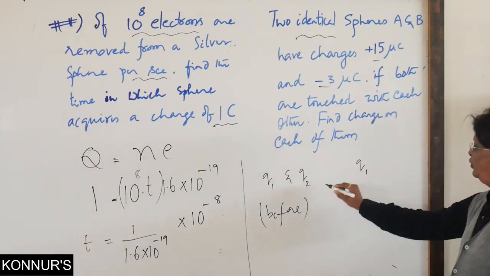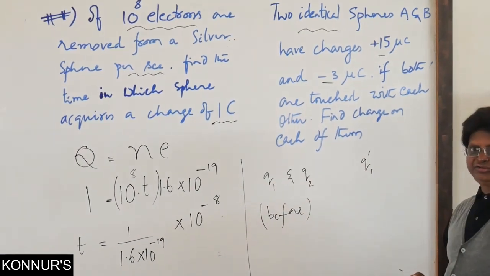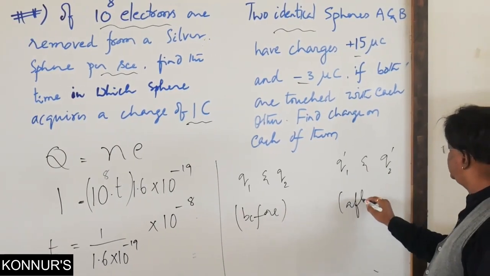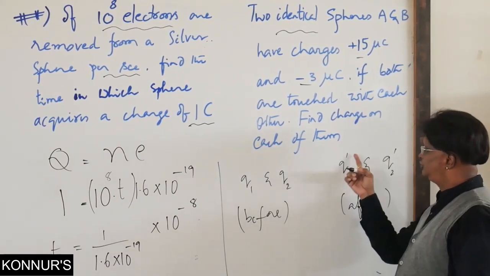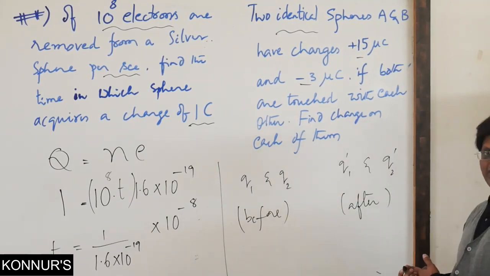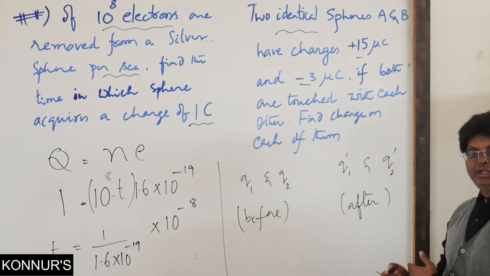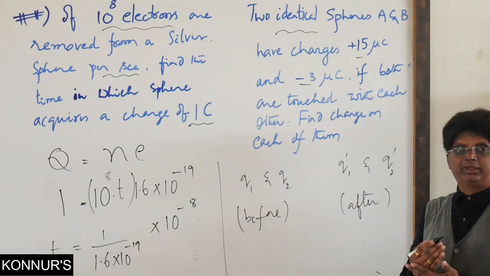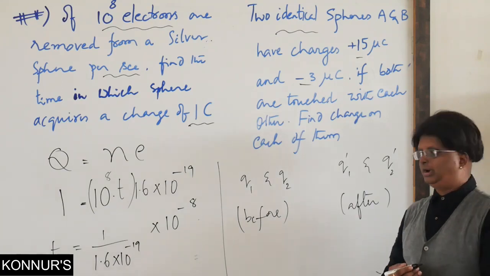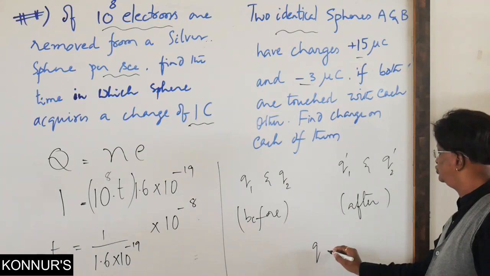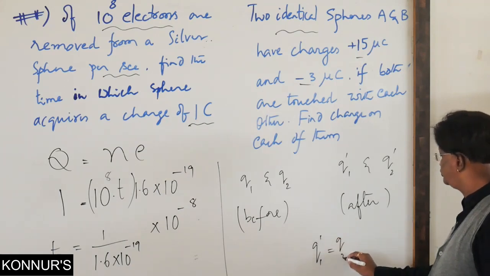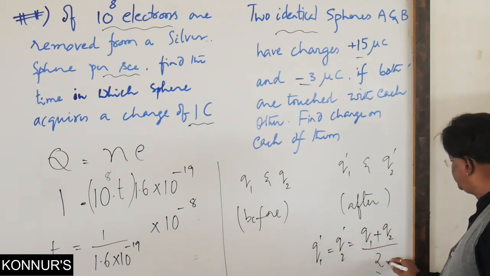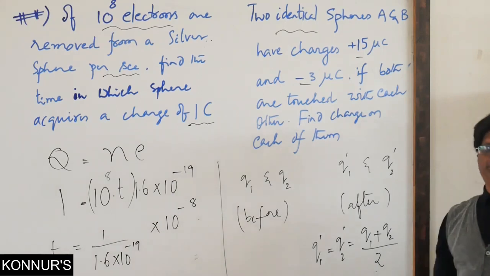Then Q1 becomes Q1 dash, and Q2 becomes Q2 dash, after touching. Such that the same size, equal charge, both acquire due to redistribution of the charge. Therefore, in this case, Q1 dash equals Q2 dash equals (Q1 plus Q2) by 2.